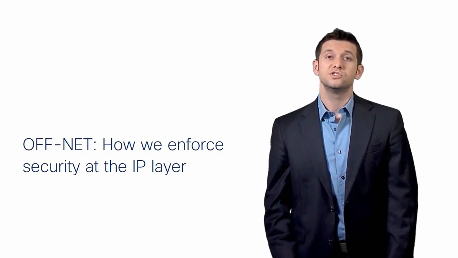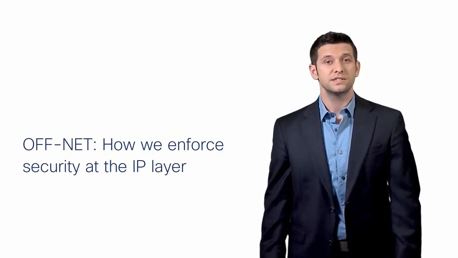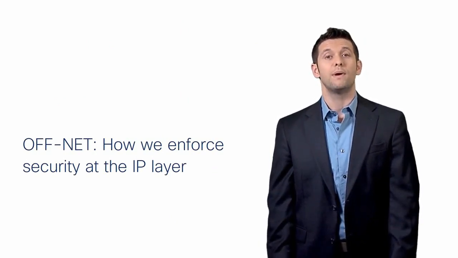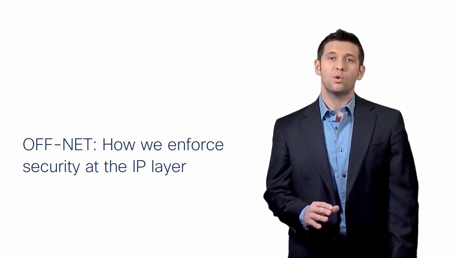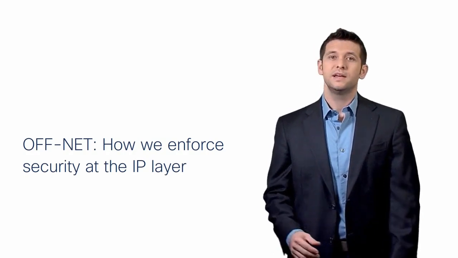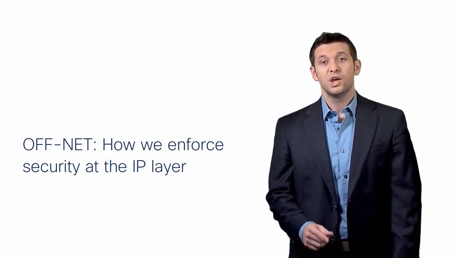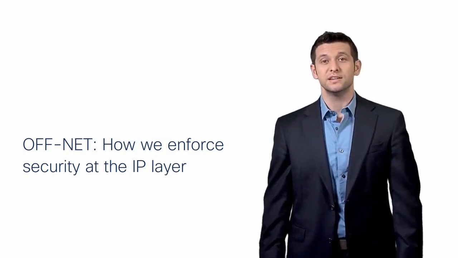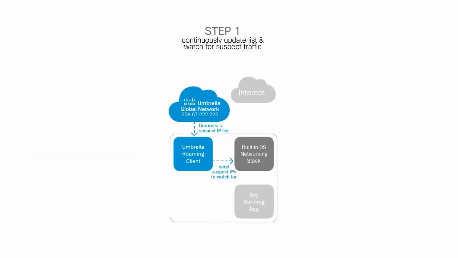One method that attackers use is to simply hard-code IP addresses into the malware file instead of using DNS for command and control callbacks. While it's less common for malware to bypass DNS lookups, it does happen. Luckily, we do have a way to enforce at the IP layer as well as the DNS layer. So leveraging the same roaming client, we continuously push down a list of about 50,000 suspect IPs that our researchers have observed payloads connect to without DNS lookups.